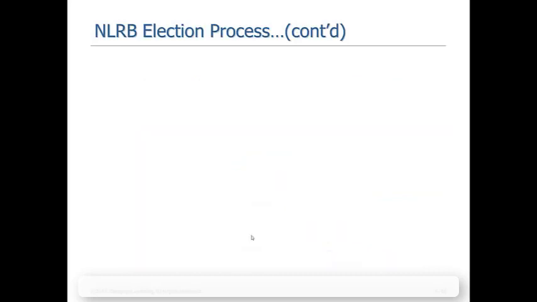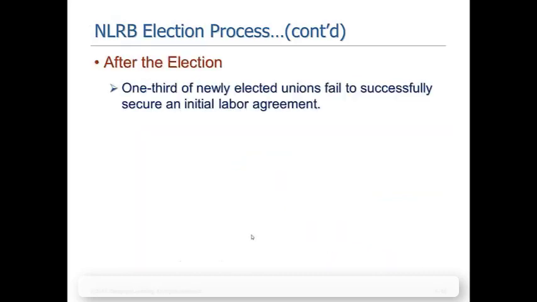And so businesses will often want to, again, have legal representation to make those cases and present those challenges within that time period. Now, even if there is a successful election by the union, in 1/3 of new unions, there is a failure to secure an initial labor agreement. So the contract negotiations are often very challenging for newly established unions.